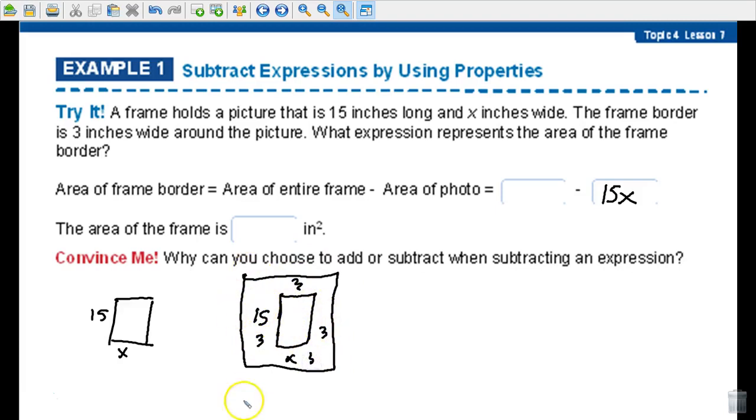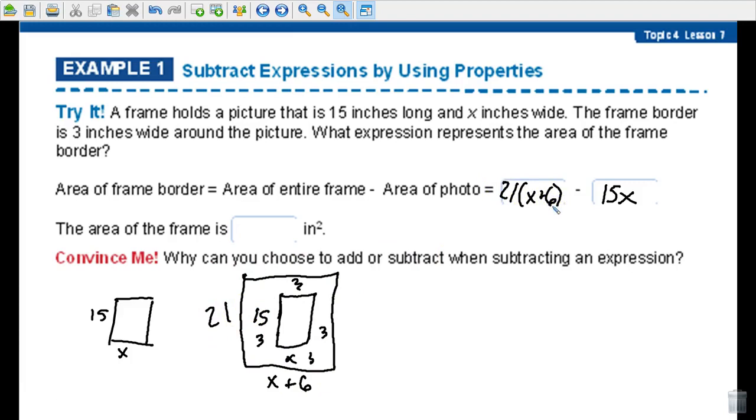So for the length, it's 3 plus 3. I get 21 for the length. And then for the width, I get 3 plus 3 is 6 plus x. I get x plus 6. So now for the entire frame and picture, the entire area of the entire frame and picture would be 21 times x plus 6. Okay?